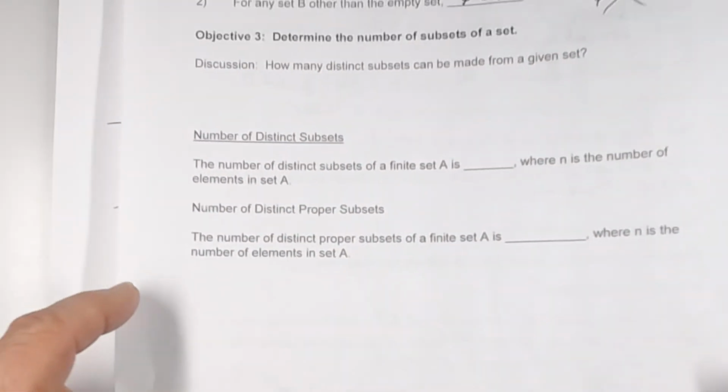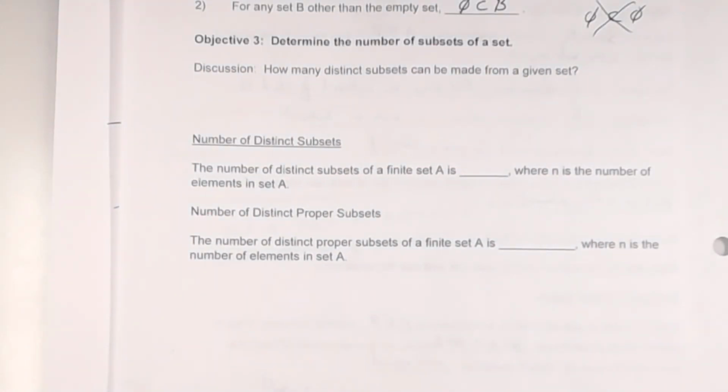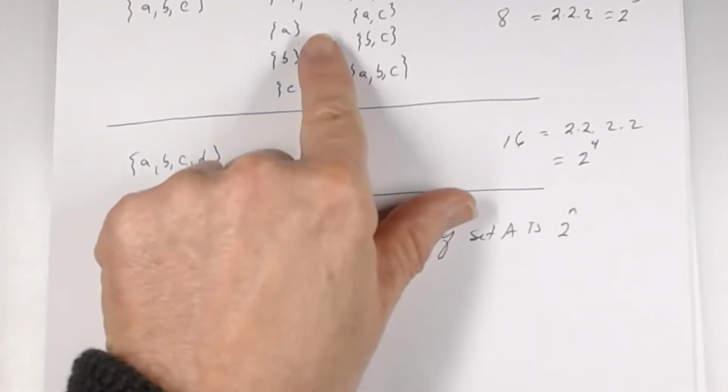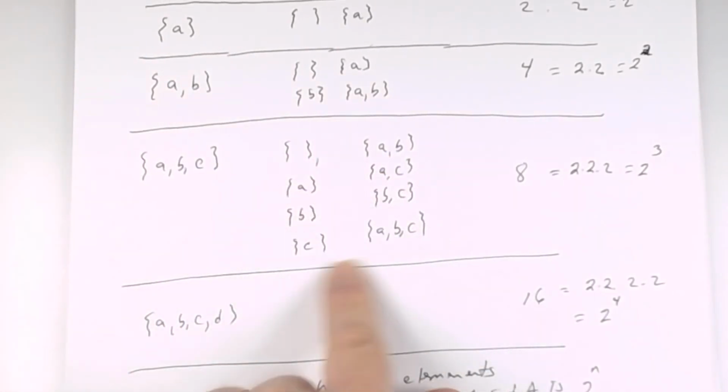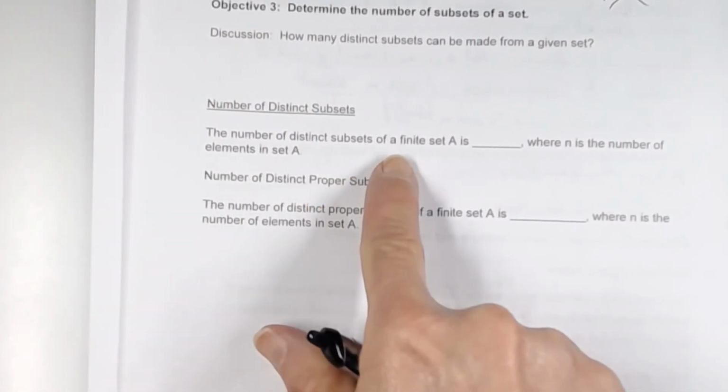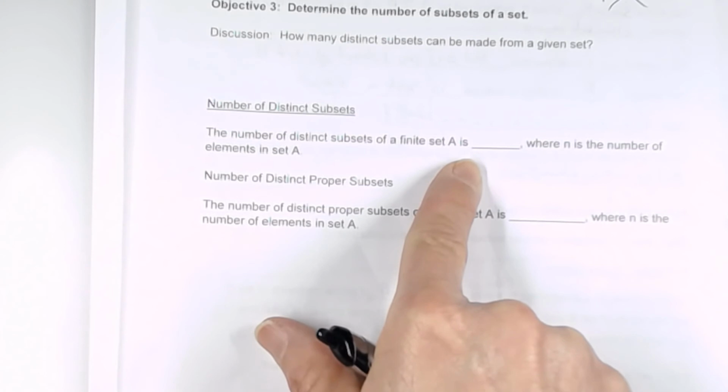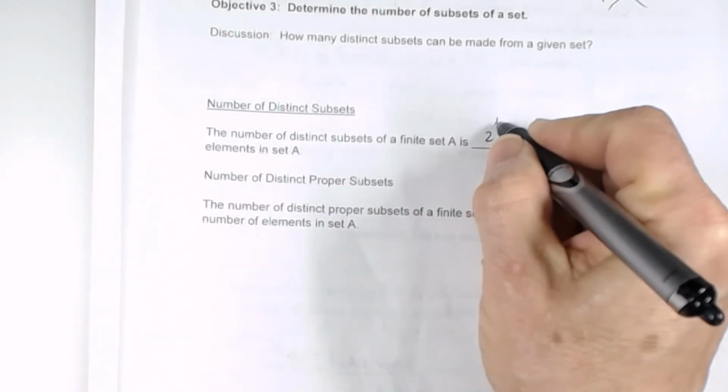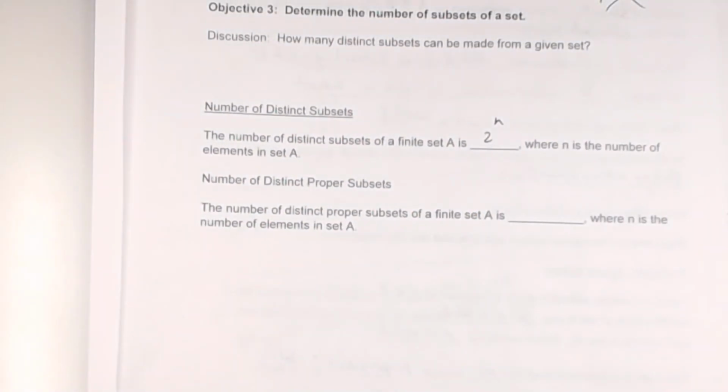And we're talking about distinct subsets. So all of these right here were distinct. No set was the same as the other. That's what we mean by distinct. So the number of distinct subsets of a finite set A is 2 to the n, where n is the number of elements of A.